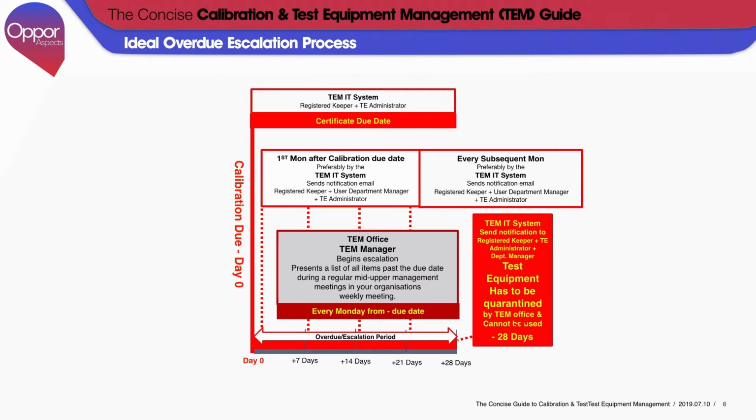After this, the IT system will continue sending notifications out, and on the 28th day the registered keeper will get an email, the test equipment administrator will get an email, the administrator will either send the department manager an email, and of course the test equipment office sanctions that the test equipment has to be quarantined and actively hunts the item down to quarantine it. It doesn't matter what it's being used for or how big or small it is, it is to be removed by the test equipment office or put out of use by the test equipment office. And this authority has to be given to them by the chief organisation management, the senior management structure.